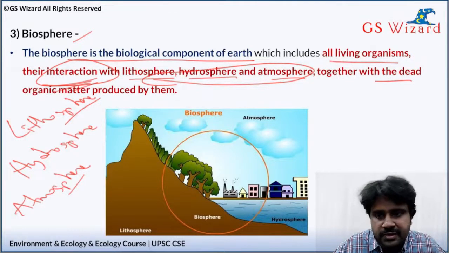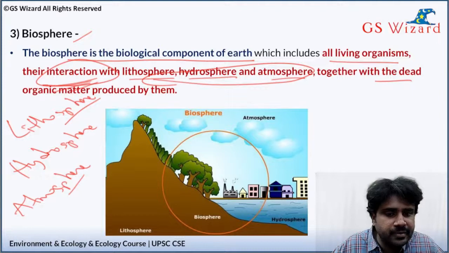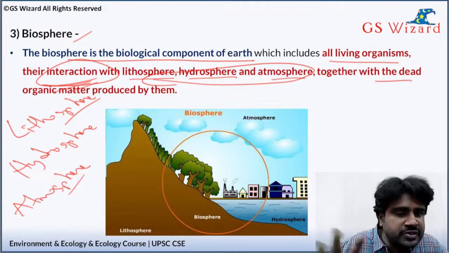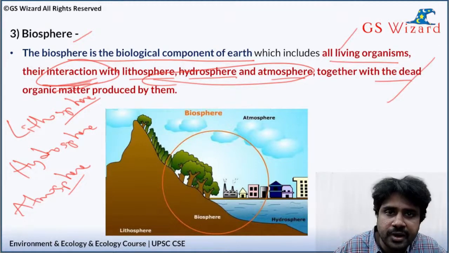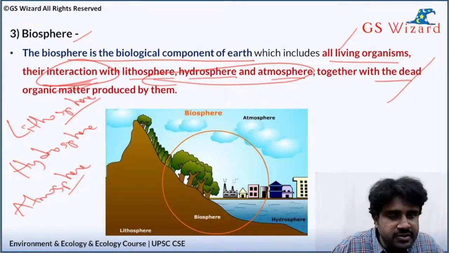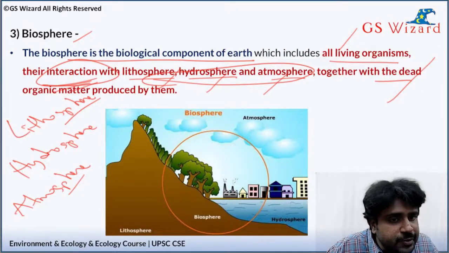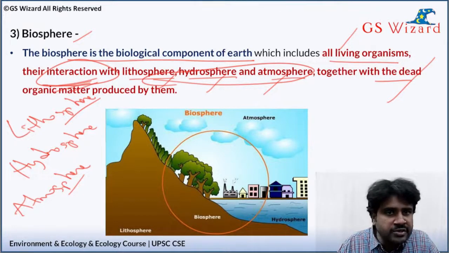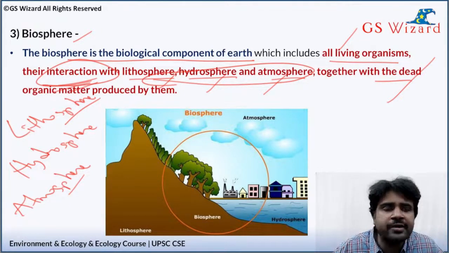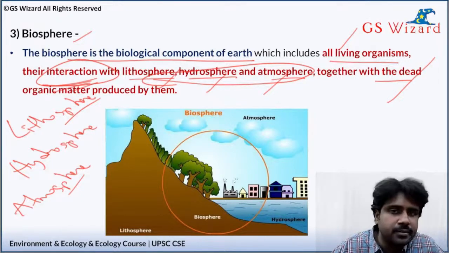Okay? So yes, as simple as that. Because in the biosphere, we are not simply taking into consideration living organisms and dead organic matter. We are also taking into consideration interactions of living organisms among themselves and also interactions of living organisms with non-living things, that is lithosphere, hydrosphere and atmosphere. Because we are taking interactions into consideration, I can simply say that the biosphere is a combination of all the ecosystems on planet Earth. As simple as that. Clear, right? Very simple.